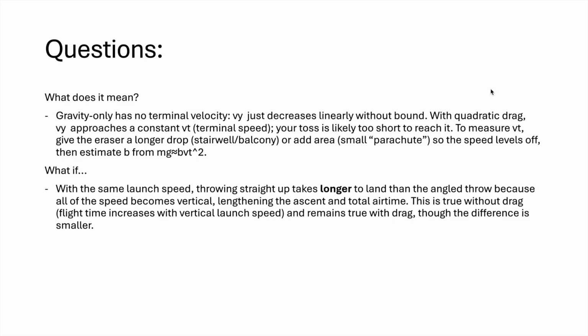So questions: what does it mean? Gravity only has no terminal velocity. The Vy just decreases linearly without bound. With quadratic drag, Vy approaches a constant Vt, or terminal speed. The toss is likely too short to reach it. To measure Vt, give the eraser a longer drop, like a stairway or a balcony, or add area, like a parachute, so the speed levels off, and then estimate b from mg equals b Vt squared.